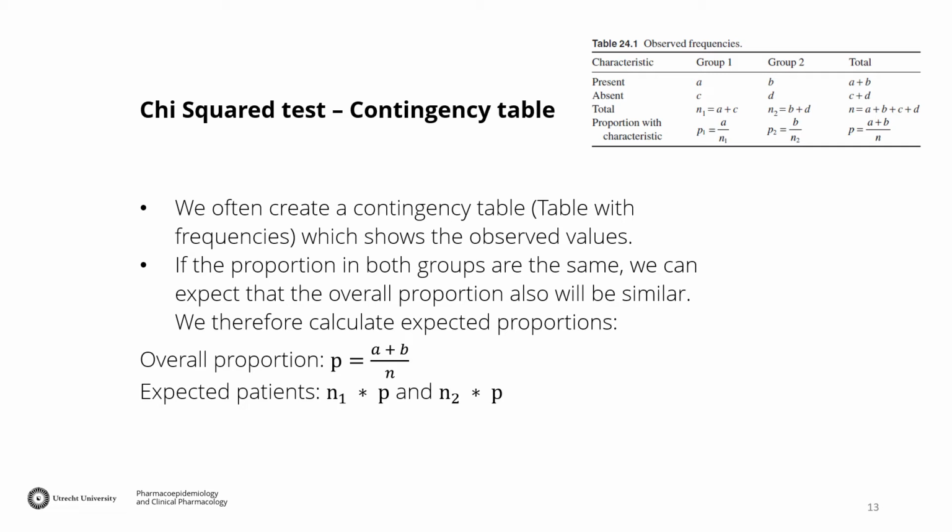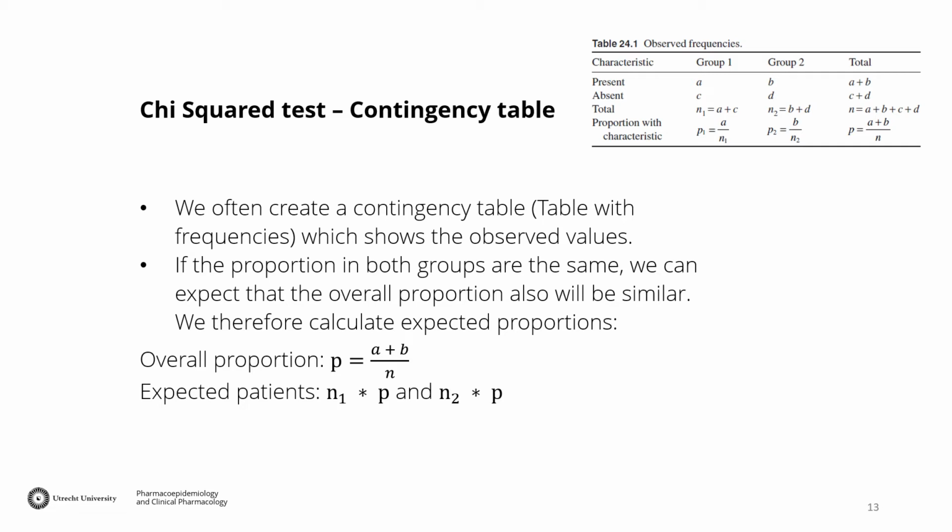If we have characteristics present and absent, and then group 1 and 2, then you would put in the A field group 1 with the characteristic present, and the C field would be group 1 with absent, and likewise group 2 with present and group 2 with absent. Then underneath, and on the right side, you would have the totals of the columns or rows. The column with group 1 in total will be N1, where you sum up A and C. And for the row with present, there will be the sum of A and B.